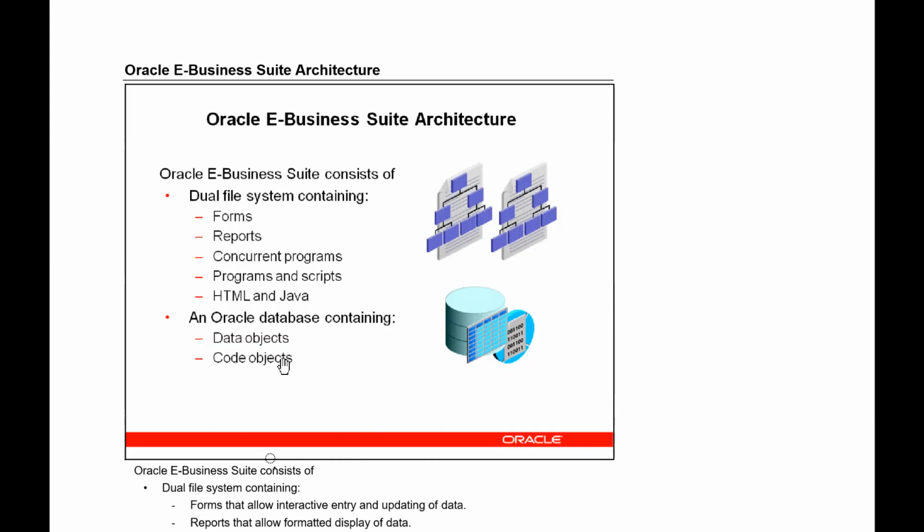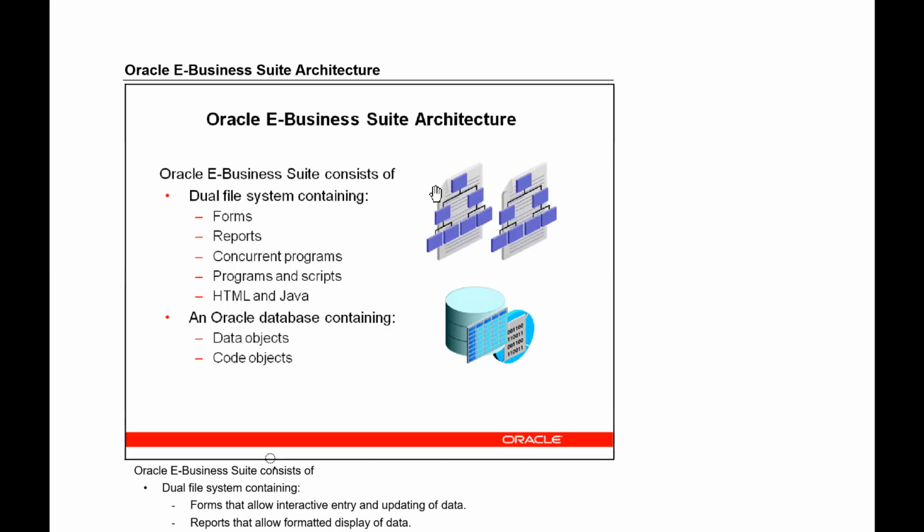Your database has data objects and code objects. Code objects are nothing but procedures, packages, triggers. Data objects are nothing but tables, indexes. They all come under the database. And we have the application tier, which is also a dual file system. This icon represents a dual file system. This is a run file system and this is a patch file system.